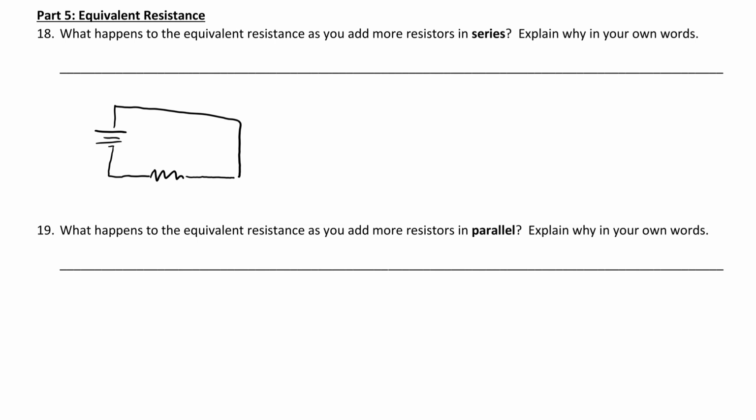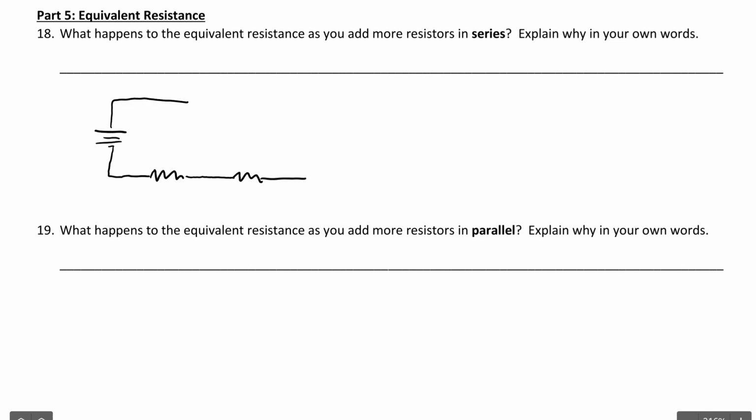Because if we can see what happens to the current, then we know overall what the equivalent resistance did. If the current decreases, that means the equivalent resistance must have increased. And if we add a resistor and the current increases, well, that means there's less resistance, right? The equivalent resistance decreases.